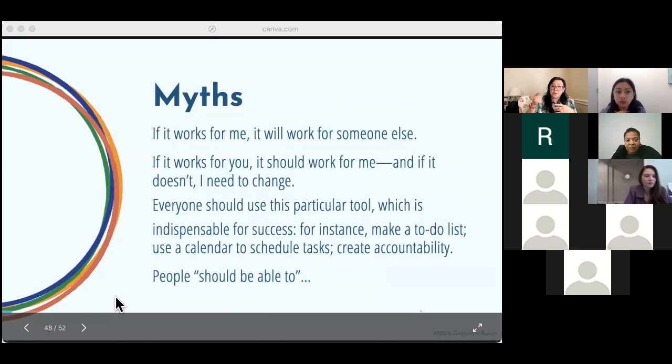If it works for you, it should work for me. And if it doesn't, I need to change. Right? If it works for you, maybe it'll work for me. If it doesn't work for me, there's nothing wrong with me. I don't need to change at all, right? I need to find the tools that work well for me.